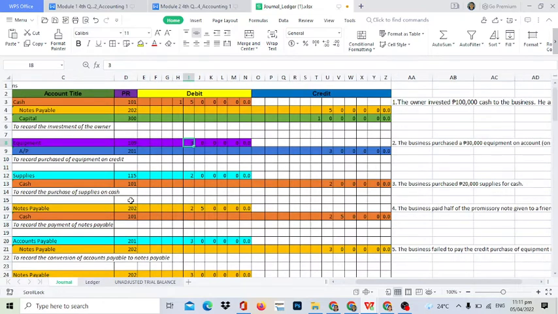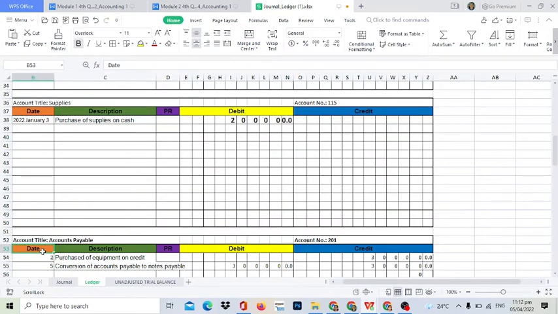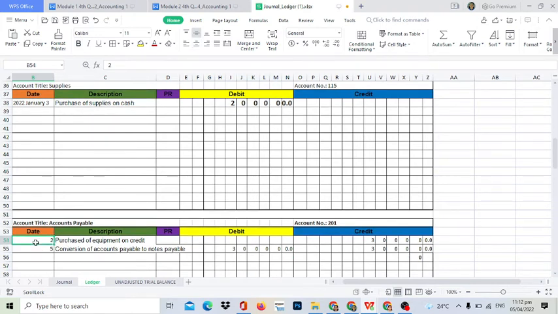Kasi based on this po, hanggang 115 lang po yung assets. So, yung magiging next na po dyan ay 201. Okay. So, account title, accounts payable, account number 201. So, meron po tayong 2 accounts payable from January 2 and then January 5. Yung January 2 po is under credit and yung January 5 is under debit.